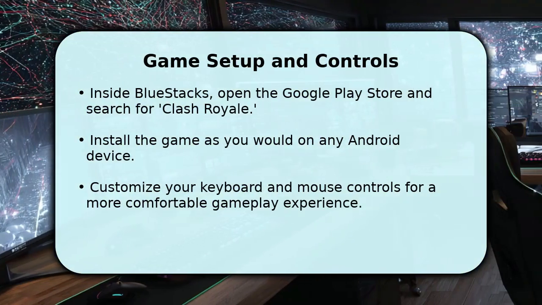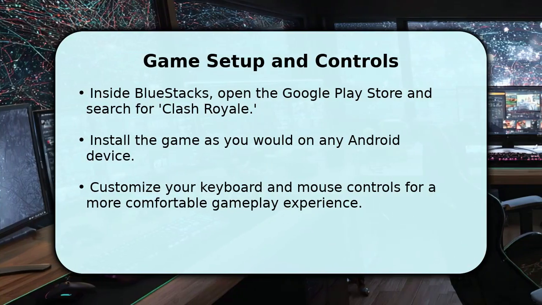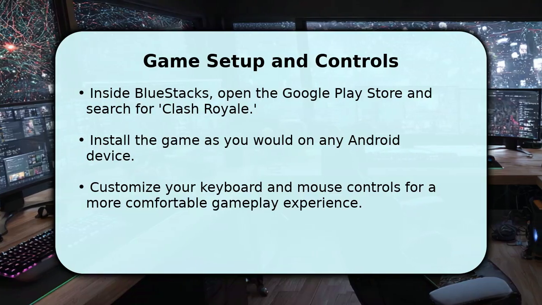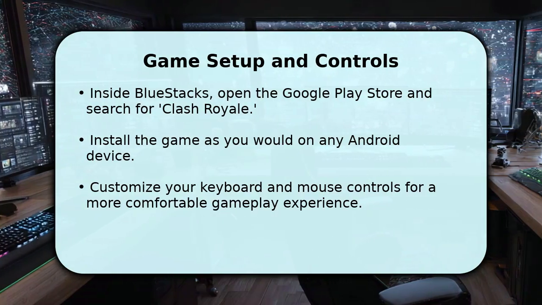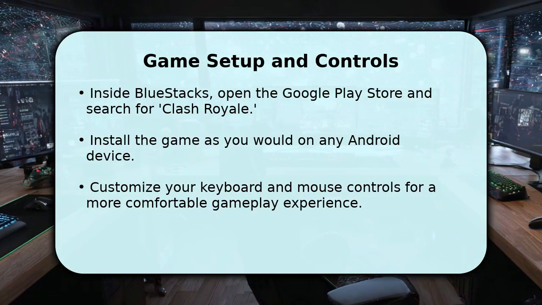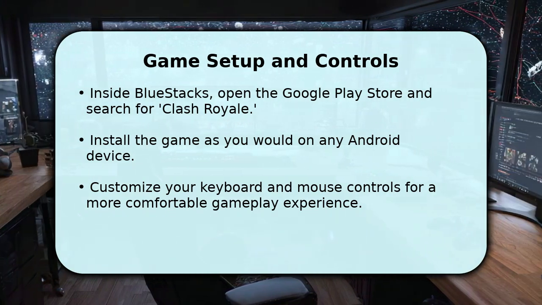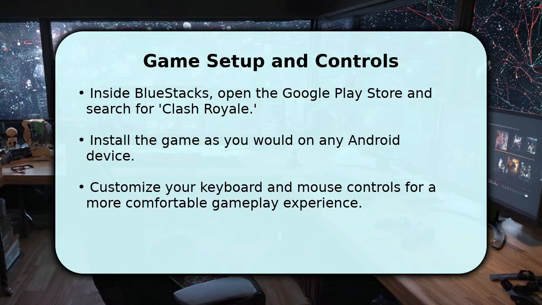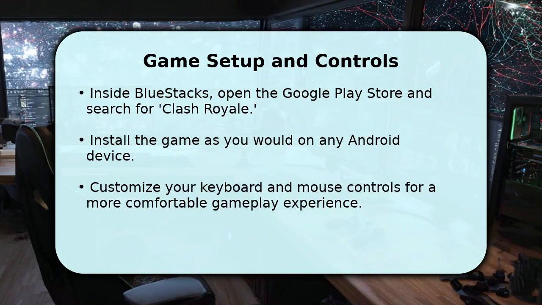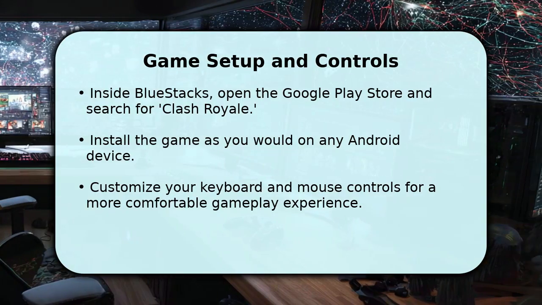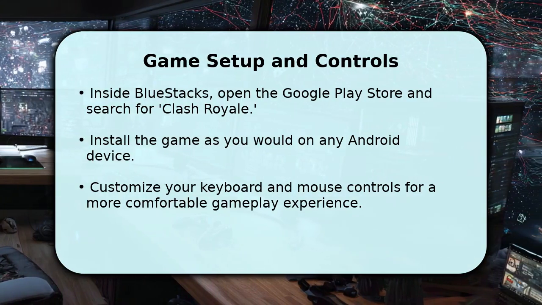Once you are logged into Google Play within BlueStacks, open the Play Store application. Use the search bar to find Clash Royale and proceed with its installation, just like on your phone. After the game downloads, you can launch it and begin playing. BlueStacks also provides intuitive key mapping features, allowing you to assign specific in-game actions to your keyboard keys for more precise and comfortable control during battles.